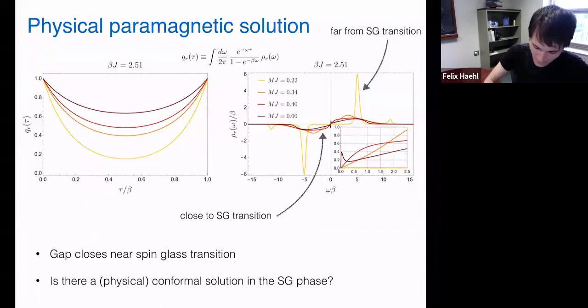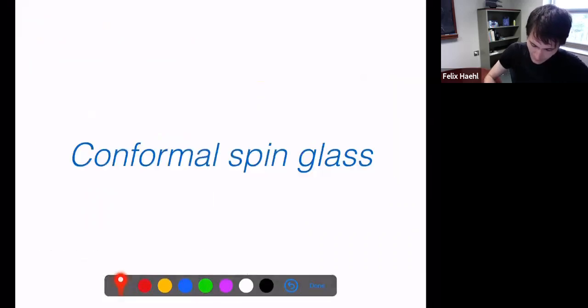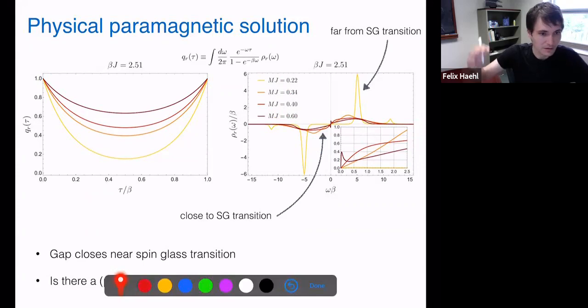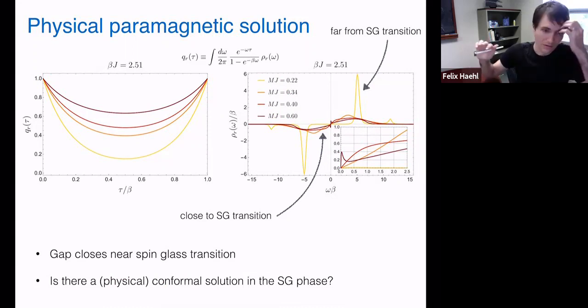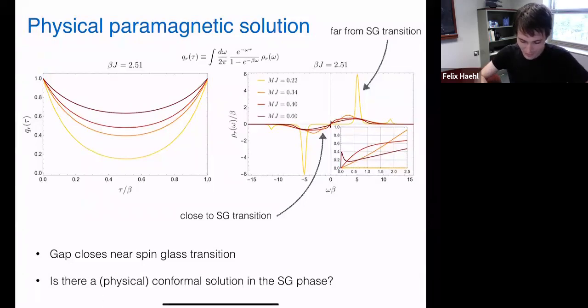So the typical behavior is like, say, this yellow line, where the spectral function has a gap, and then there's some excitation. But you can ask what happens if you fix the temperature and increase this coupling MJ. That means going closer to the spin glass transition, where, as we saw before, the dynamics slows down and you have this 2-step relaxation and so on. As you go closer to the transition, you see in the spectral function that the gap gets smaller, and there are now more low energy excitations.